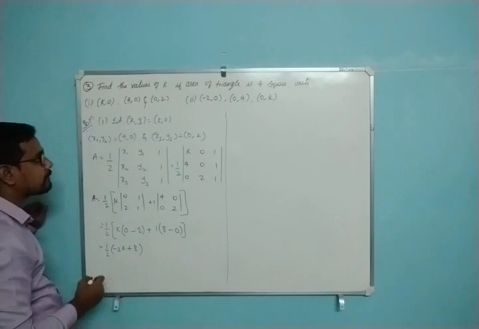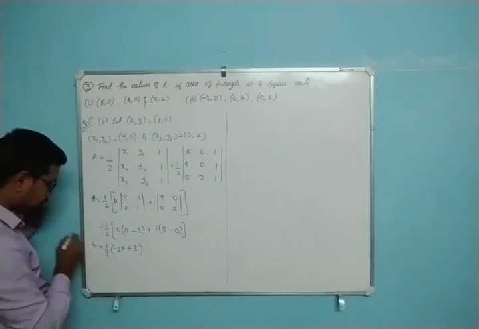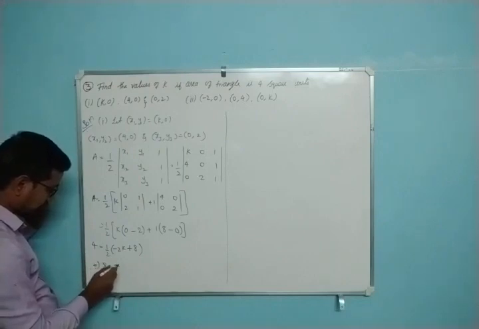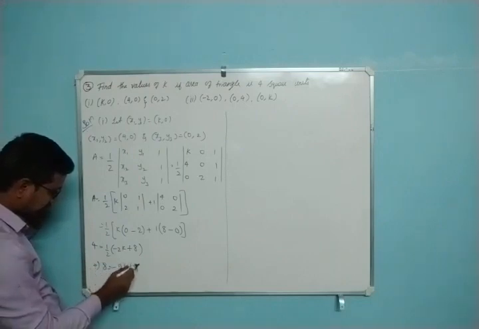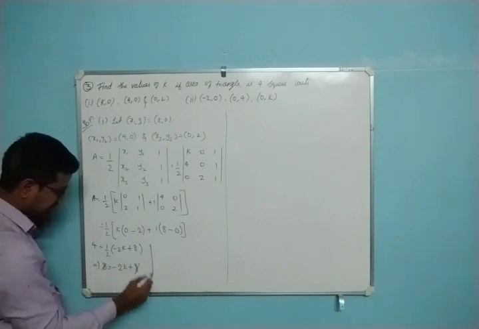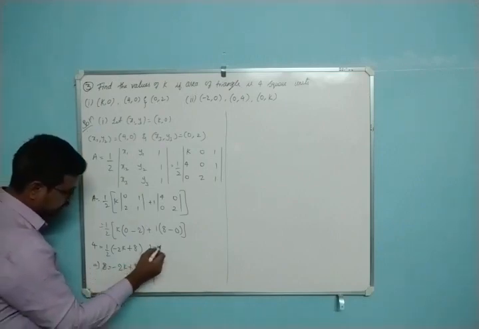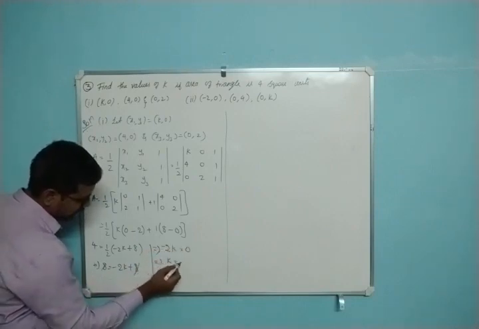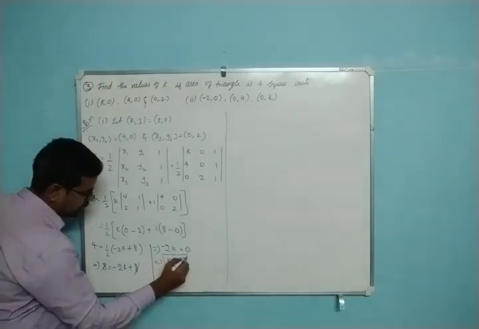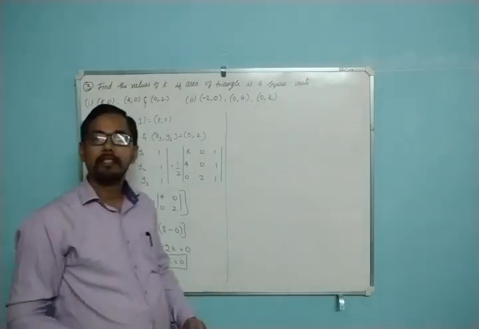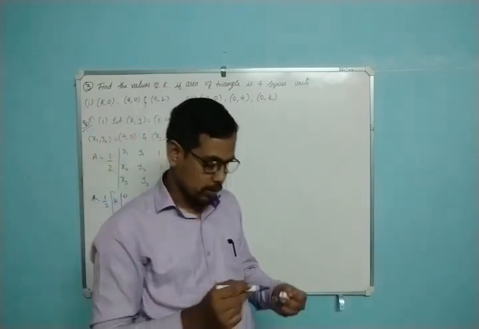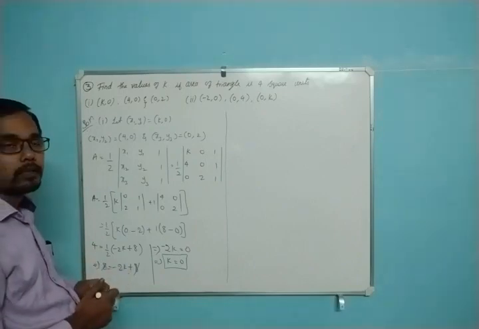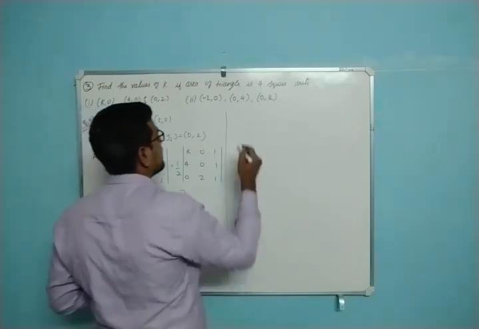But the area is given as 4 square units. So 2 comes to this side, it becomes 8 is equal to minus 2k plus 8. 8 and 8 cancel, so minus 2k is equal to 0. K is equal to 0. That means k is equal to 0. So this was the value of k. This is how we should find the value of k. So let's try the second one.